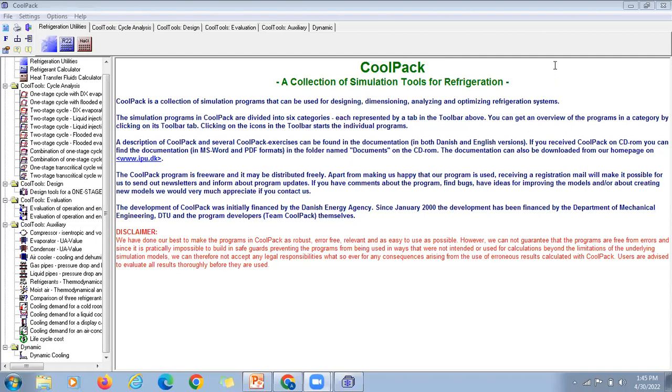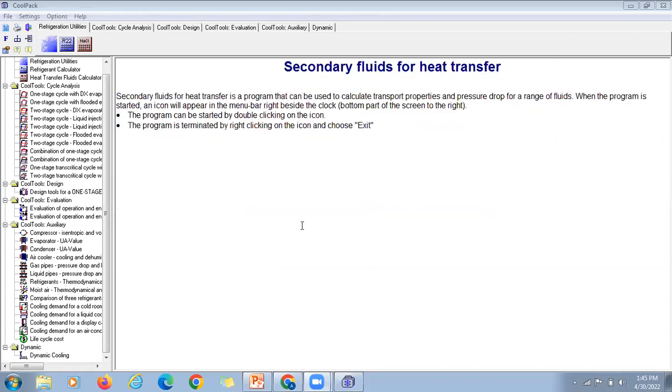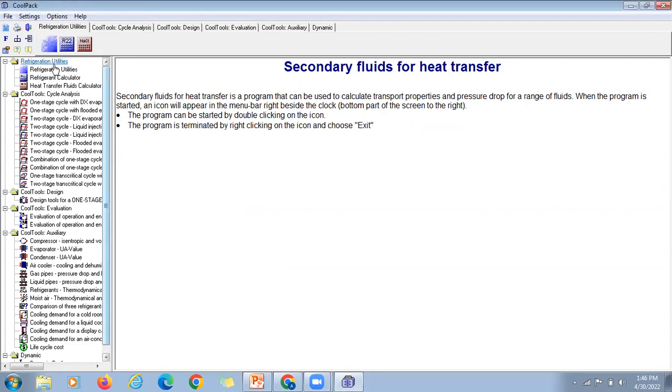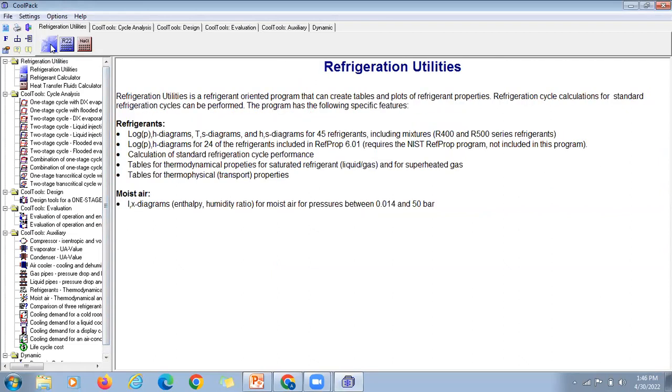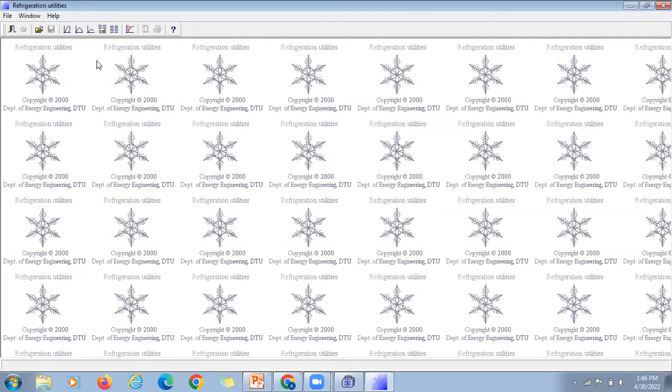It is something like this, the Coolpack software. A lot of information and data are there, all in one, so it is very easy. For example, if you need to get the properties of water, maybe saturated properties of water, you can go to here, SAT saturation.